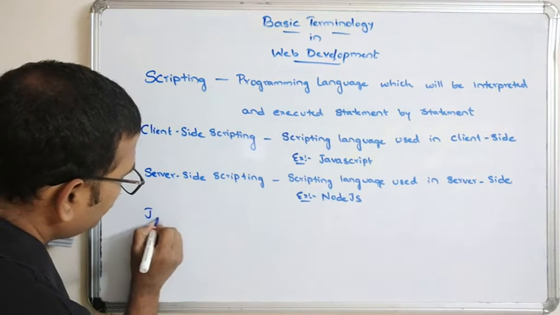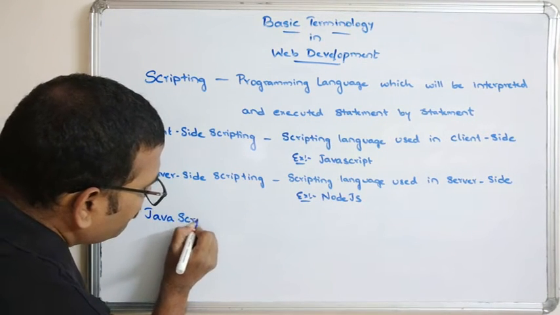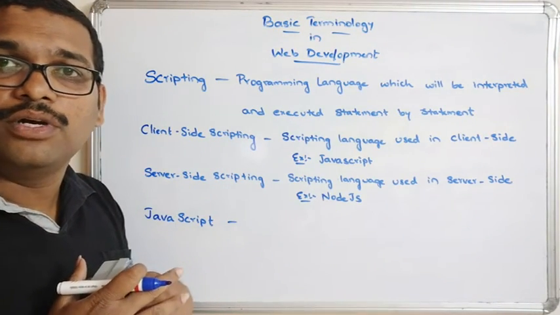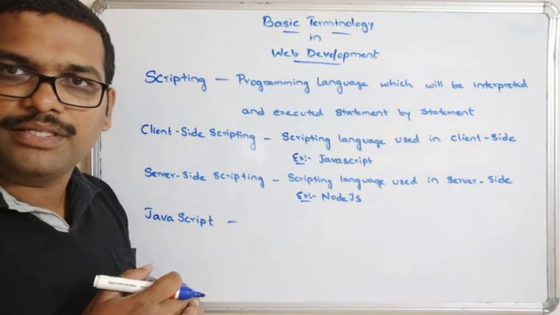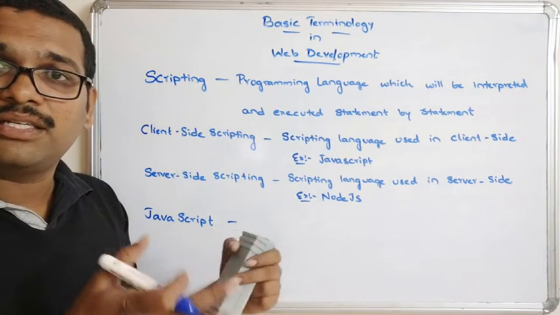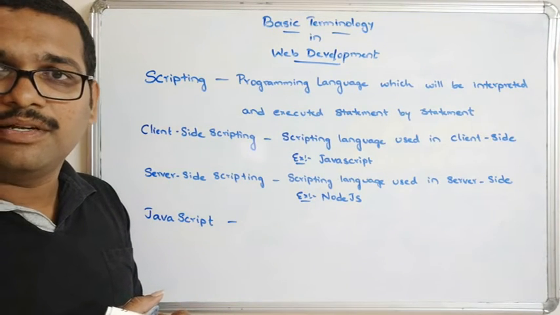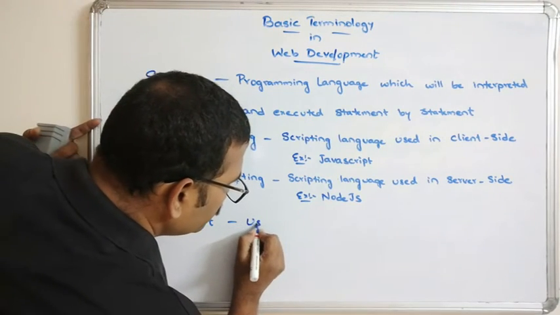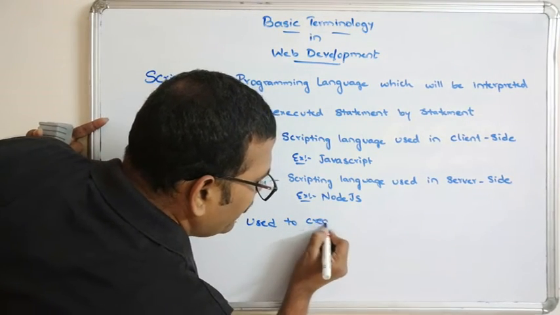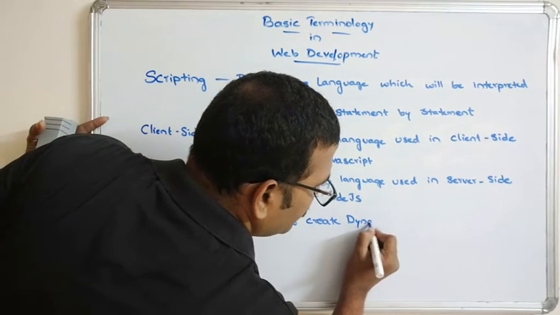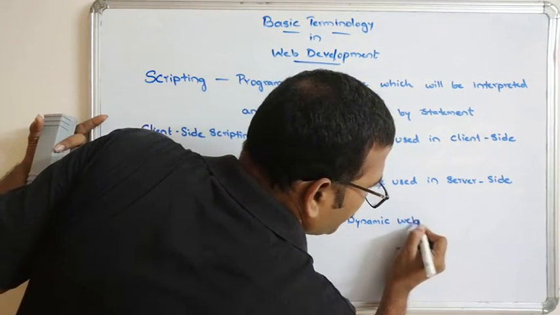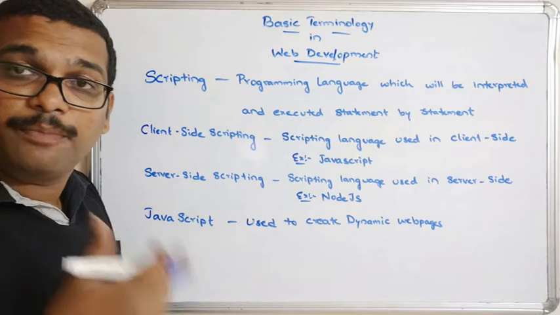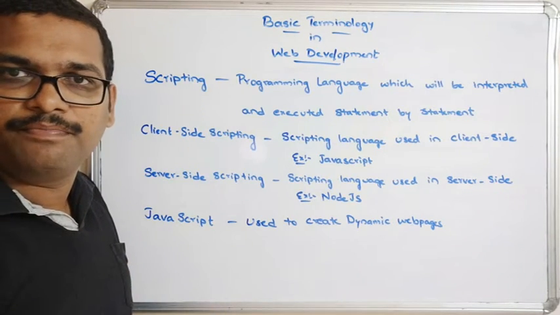Yes. Next, JavaScript. This is also very important in the web development. So this JavaScript is used to get the dynamic content of the web page. So we have just now seen what is the static web pages and the dynamic web pages. So this JavaScript is used to create the dynamic web pages. Okay, so it is used to create dynamic web pages. Dynamic web pages. Right? So that means the data will be changed at different times.